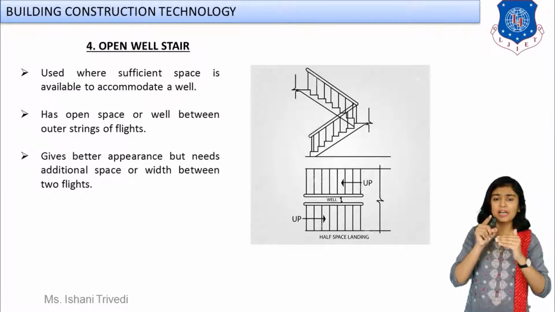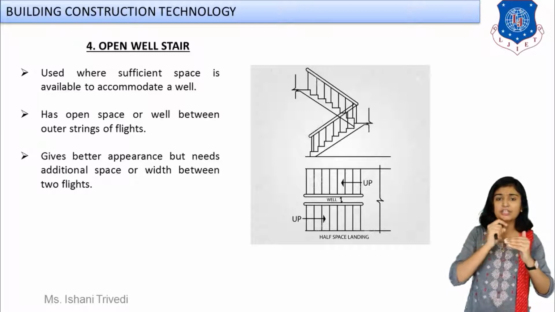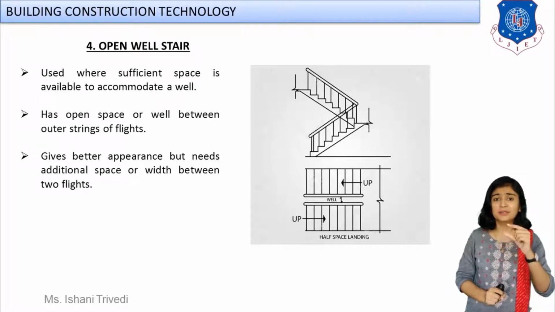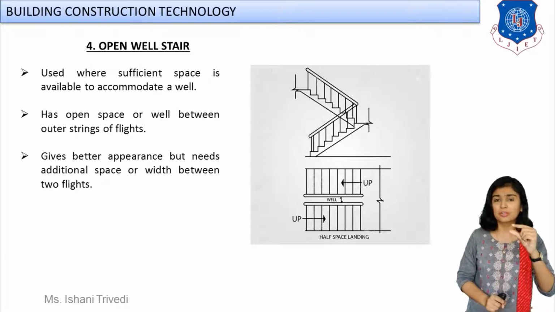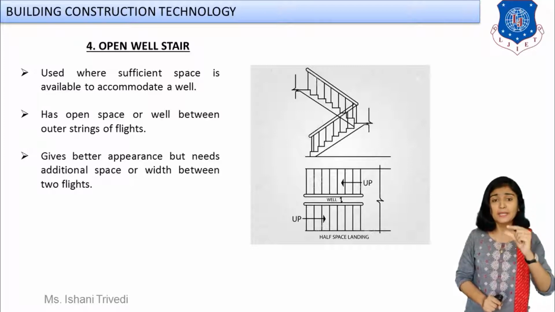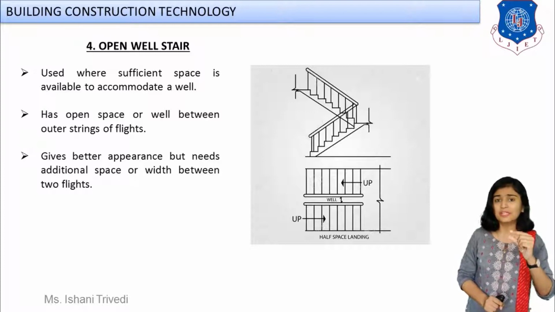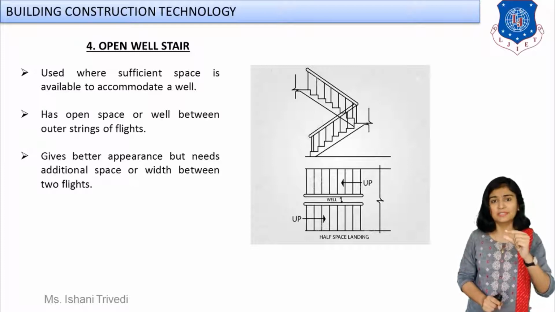Then after taking half turn, your second flight is going to continue. But you can see that between the two flights, ample amount of space is given. That space is known as open well, or you can just call it as well. Okay, so this is the main point of difference between the dog leg stair and open well stair, that is the space between the two flights.